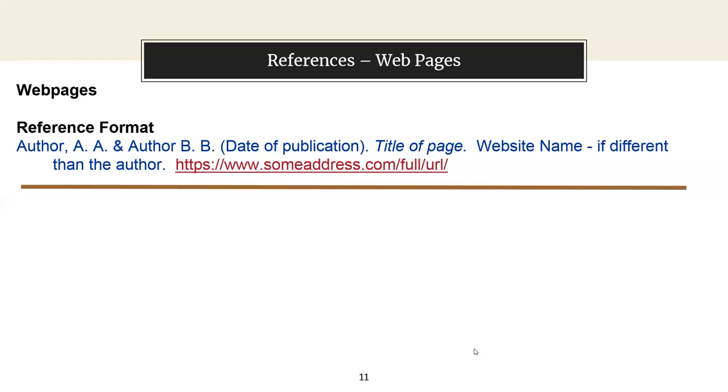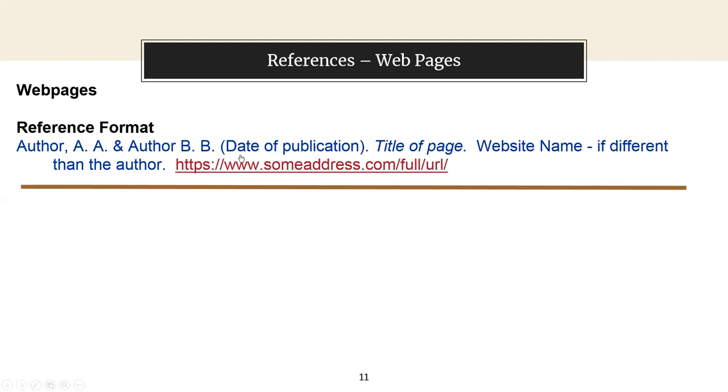Okay. And then there are web pages. Because when you're searching the internet, you're going to find some information from web pages that you're likely going to be using in your discussions, in your papers, if you start writing papers. So again, you're always looking for individual authors first. And if you can't find an individual author, if it's appropriate, you could use an organization name, an agency, a government agency, or a group.